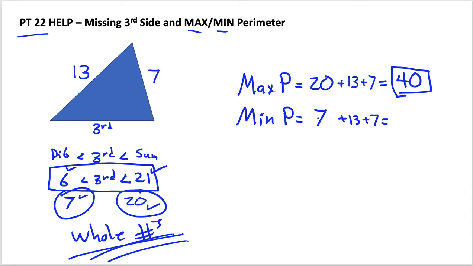All right, so anyway, when you go 7 plus 13 plus another 7, that adds to 27. There you go. That's it. So you have to calculate the possible third sides of the triangle, and you've got to chop off one or add one to get the next whole numbers, and then you've got to find the perimeters of the maximum and the minimum using whole numbers.